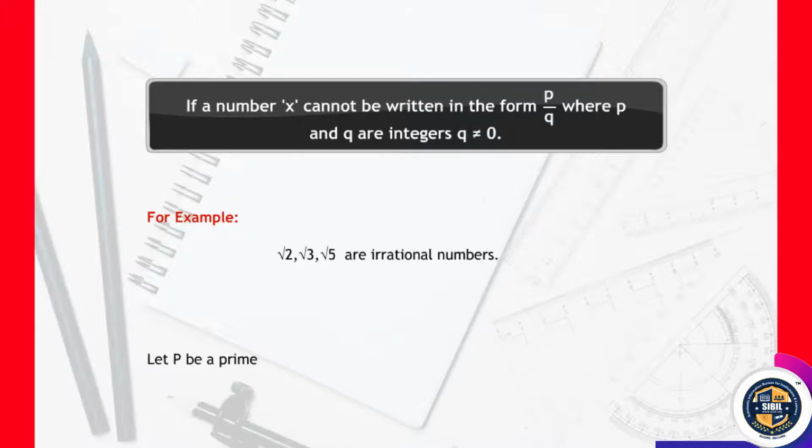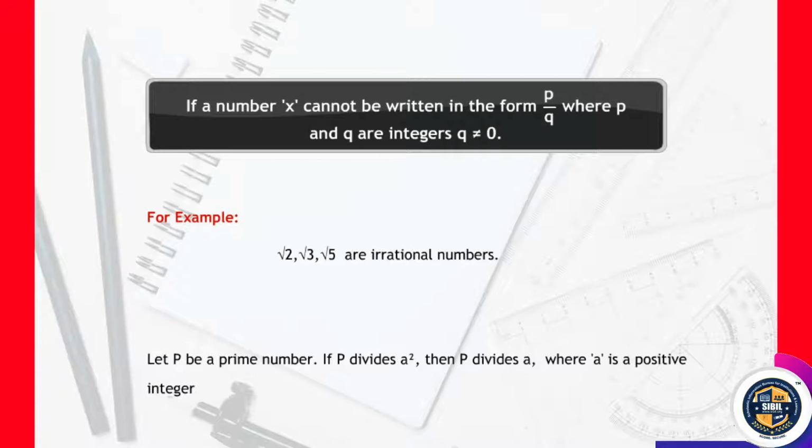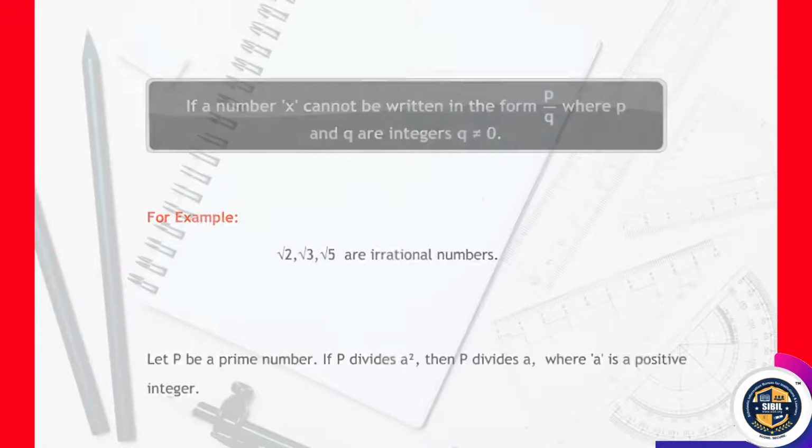Let p be a prime number. If p divides a square, then p divides a, where a is a positive integer. Let us understand it with the help of an example. Prove that 3 plus 2√5 is irrational.